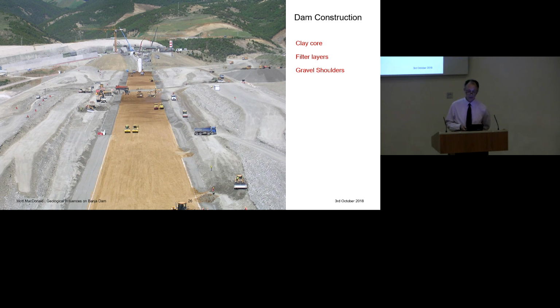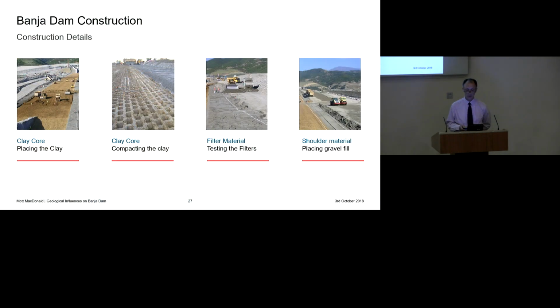On the dam itself, you can see they're constructing the clay core, the gravel shoulders, and the filter layers in between, being carefully constructed there. Just a few details of that. Placing the clay core here, dropping the material down, spreading it out, and then compacting it, generally with a sheep's foot roller.